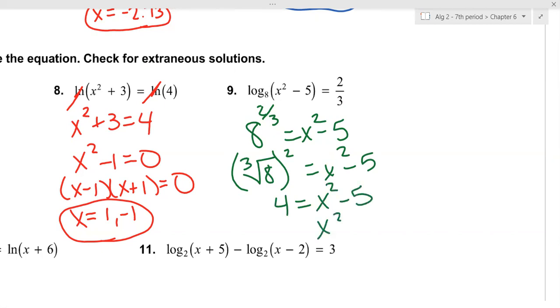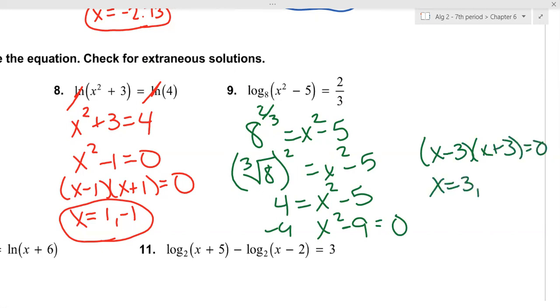Okay, so now I'm looking at subtracting the 4, which would give me x squared minus 9. That would be x minus 3, x plus 3 as the factored part. And so my answers would be 3 and negative 3. Again, I'm looking up at the top, realizing that they both get squared, so both answers are correct.